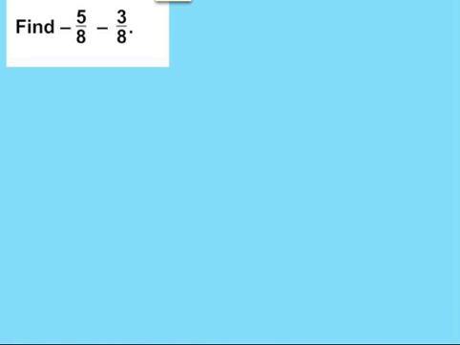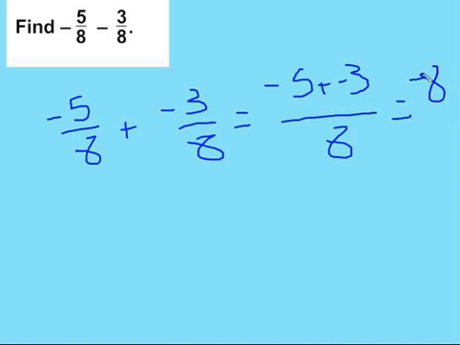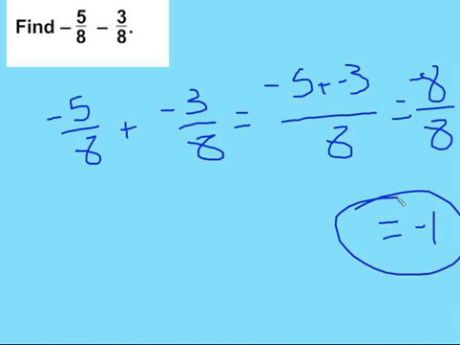So here's a subtraction problem. So we're going to keep change. I'm going to get negative 5/8 plus negative 3/8. So that's going to be a denominator of 8. Negative 5 plus negative 3, that's going to be negative 8 over 8. This one is not in simplest form. Negative 8 over 8 is actually going to equal negative 1 as my final answer because 8 divided by 8 is 1.